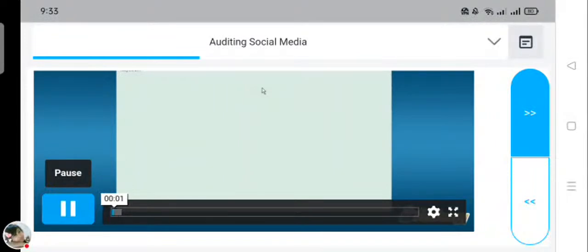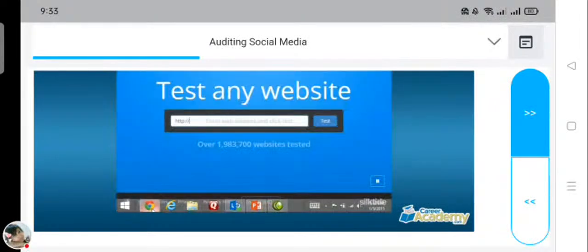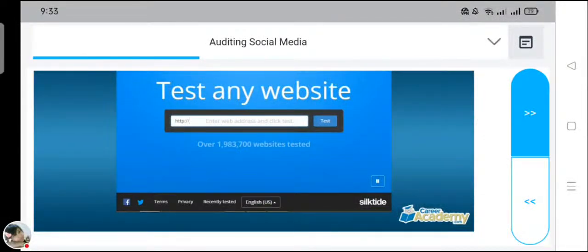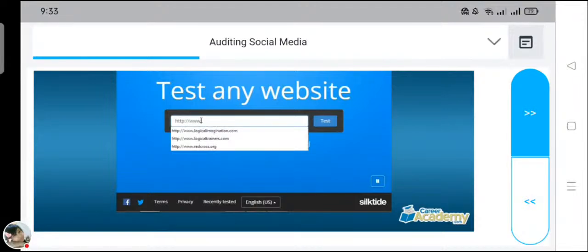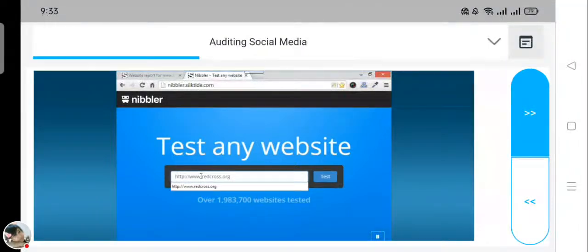To give you an example of a grading tool and how it works, I'm going to open up my browser and take you to a tool called Nibbler. On the Nibbler homepage, you can enter in the name of your site. I'm going to enter in redcross.org. Now, you may have heard of the Red Cross. The American Red Cross is a nonprofit organization, and I chose that because it has fairly positive sentiment in general and has a very strong web presence.